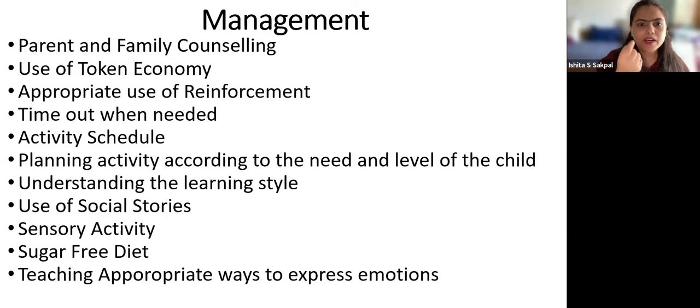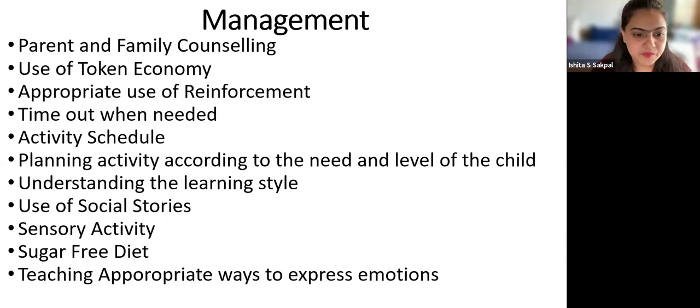We are not able to cater to the learning style. What is the learning style of that child? And the teacher is using a different learning style because of which there is behavior. Need to use social stories regularly so that the child understands what are the appropriate behaviors and what is the right way to behave.